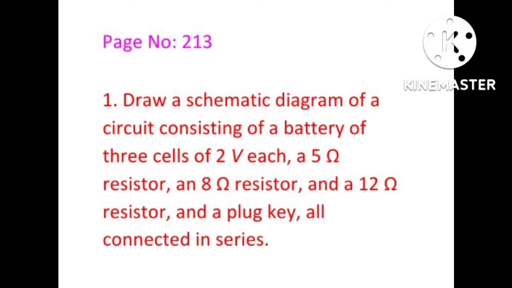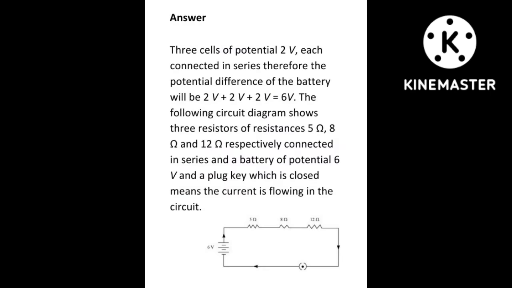Here we have to draw the circuit diagram consisting of 3 cells, 3 resistors and a plug key. All should be connected in series. Now we can draw the circuit. Here it is given that the 3 cells of the battery are connected in series.